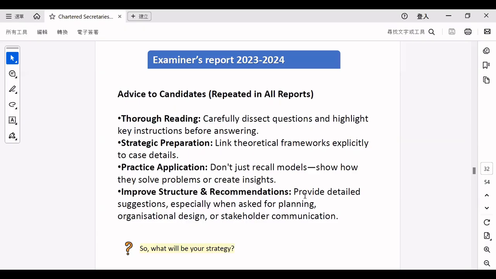So, in terms of the strategy, I think you have to make good use of your 15 minutes reading time. You remember, you have 15 minutes reading time. You don't need to write any answers. So what you do is to underline the key things, dissect the questions, read it very carefully, and see how you could apply to the scenario, right? So that's your strategy.